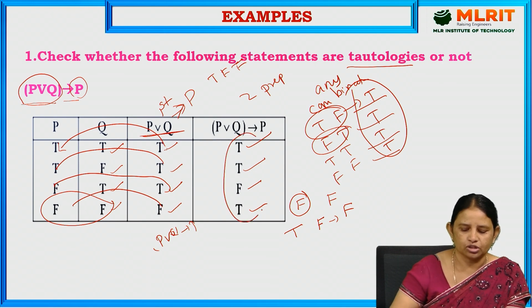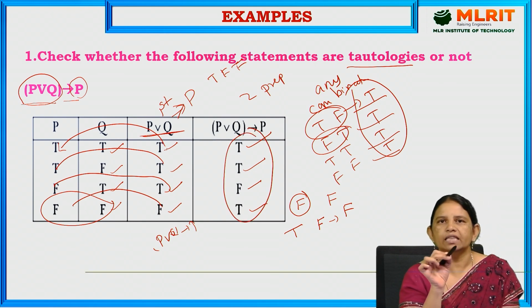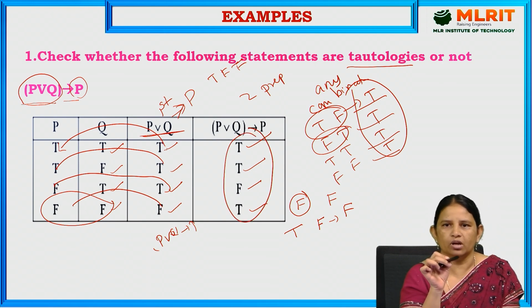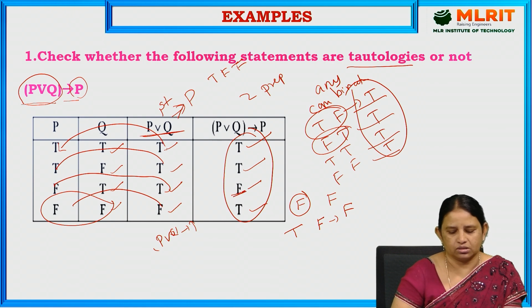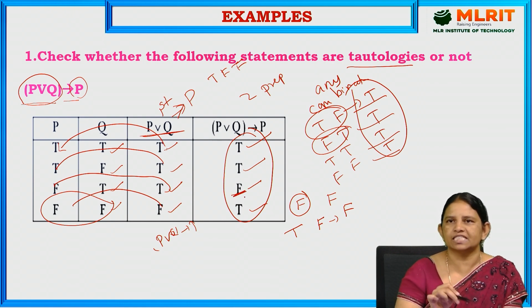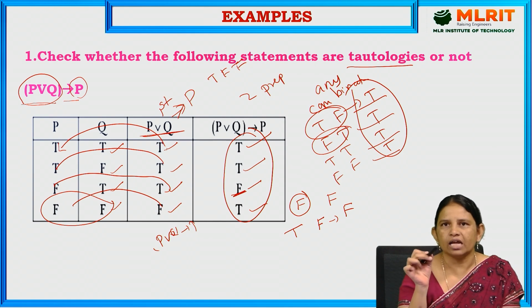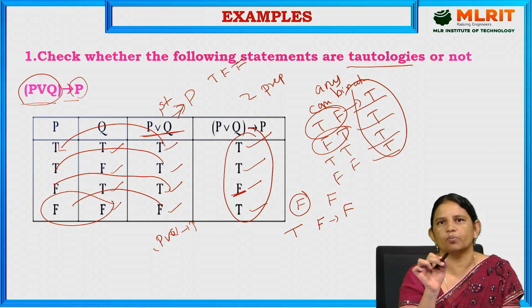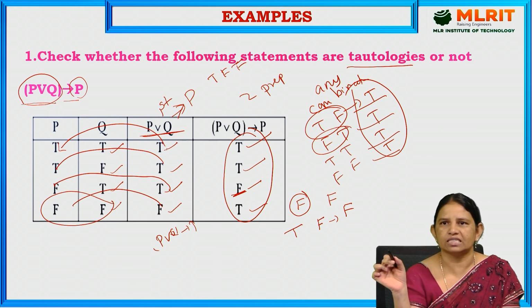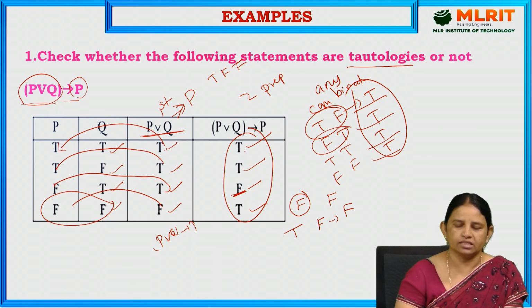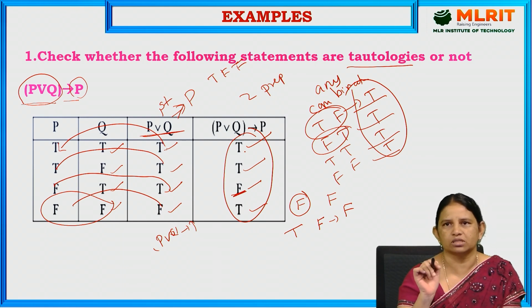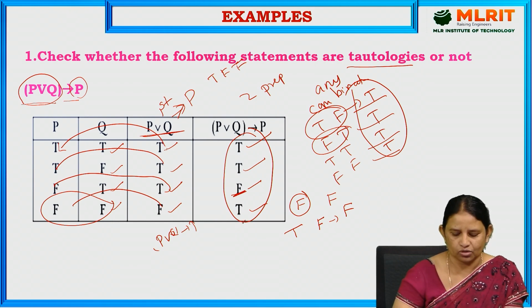Observe the last column of the truth table. In this last column, one value is false and the remaining are true. It is not a tautology. If the final column of the truth table returns true for all the combinations, then it is called a tautology. But here there is a combination of true and false. So if it is a combination of true and false, then it is called a contingency.